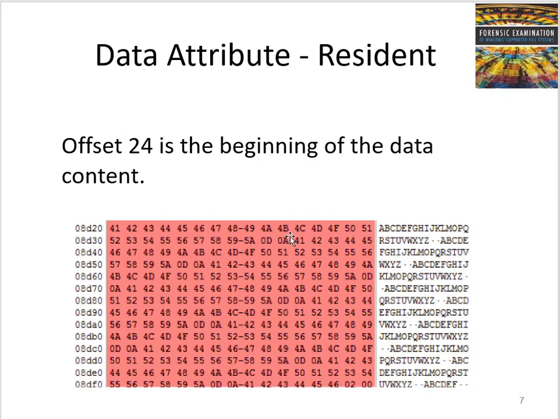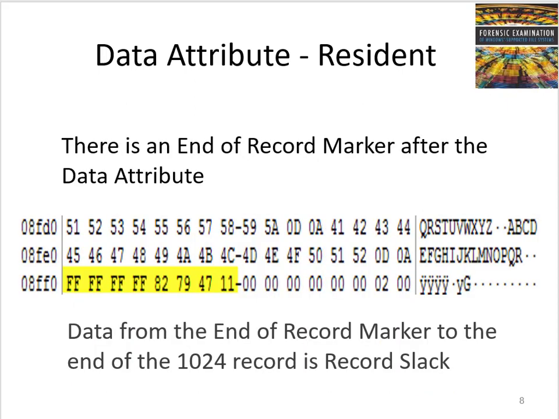Starting at offset 24, we have the content of our file. Now, right after the data attribute, that's our last attribute, we will have an end of record marker, which will be followed by 4 sets of FF, FF, FF, FF. So this is the end of this record, and then anything after this end of record marker is called record slack.